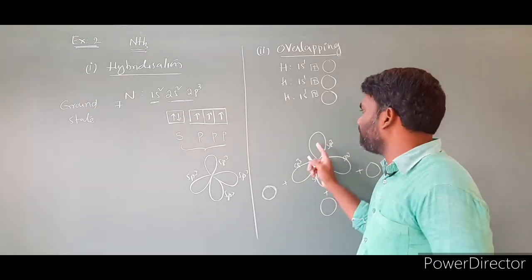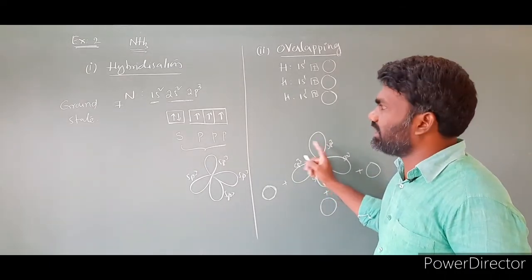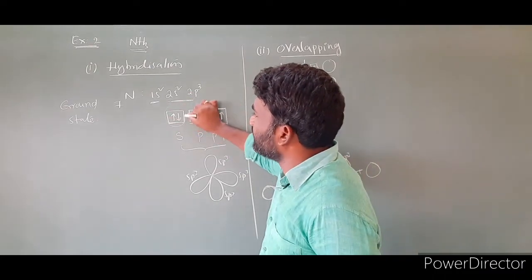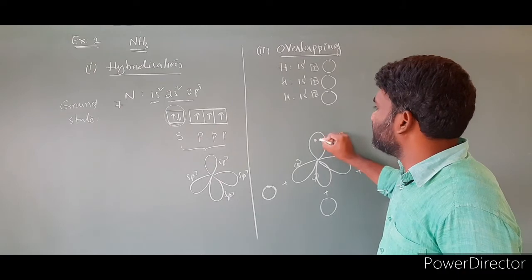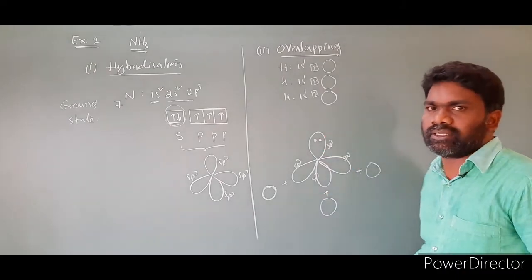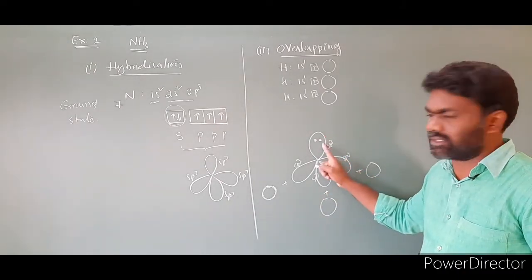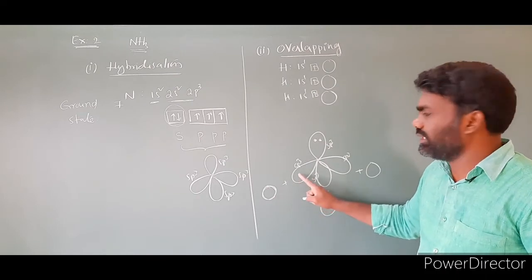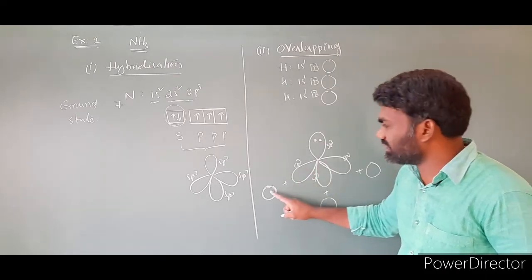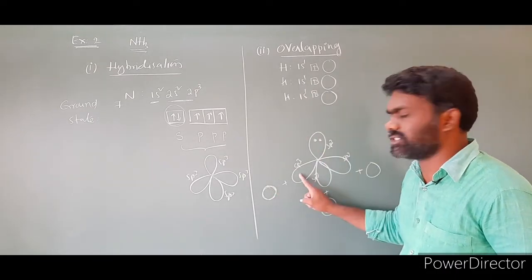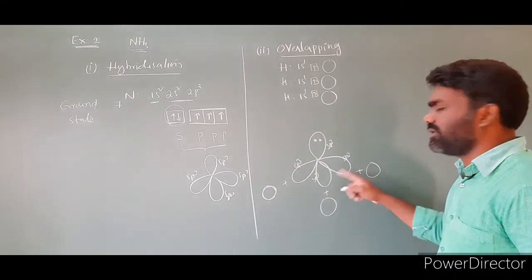Now you got it. What about this orbital? This orbital has 2 electrons, right? These electrons occupy this orbital. These electrons are not involved in the bonding, so we call it a lone pair of electrons. Between these two a bond is formed. This is the sp3 hybrid of nitrogen, and this is the s orbital of hydrogen. These two overlap and form the bond.